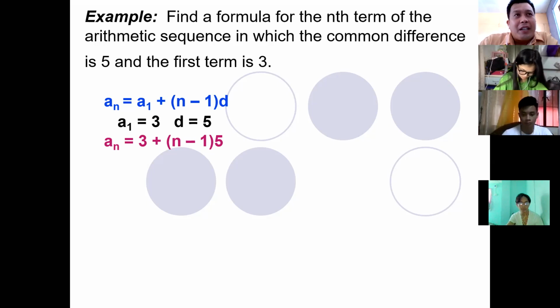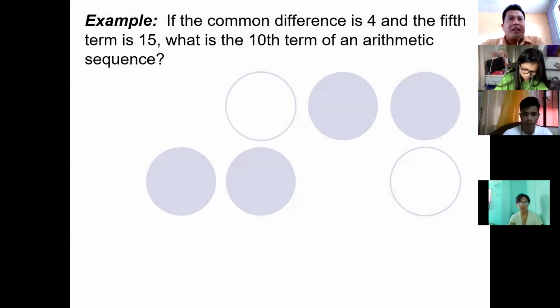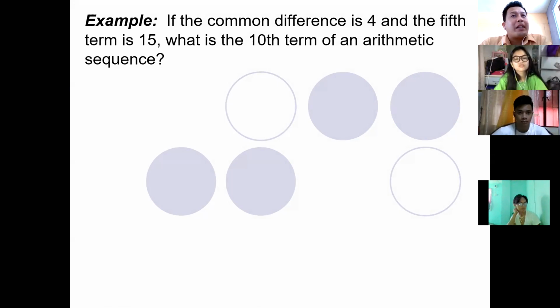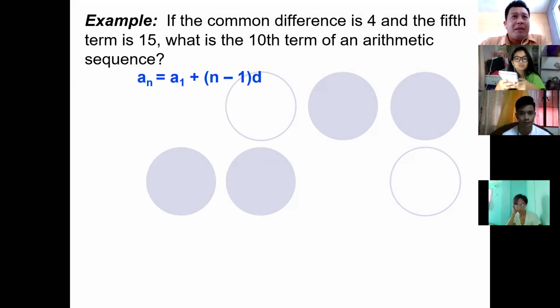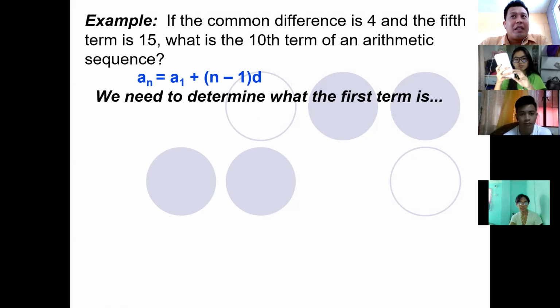So to understand the formula further, let's have this example. Find the 10th term in the sequence if the common difference is 4 and the 5th term is 15. So from the formula, a sub n is equal to a sub 1 plus n minus 1 times d, we need to determine the first term first. We need to determine the first term.